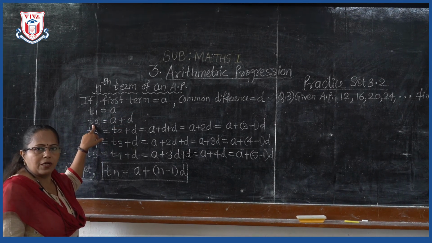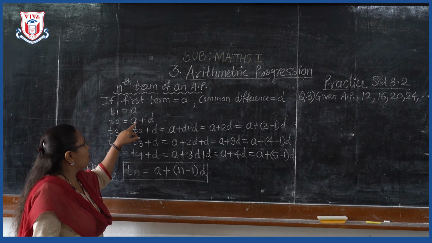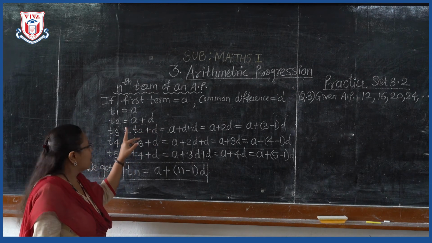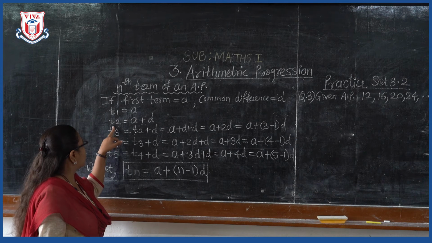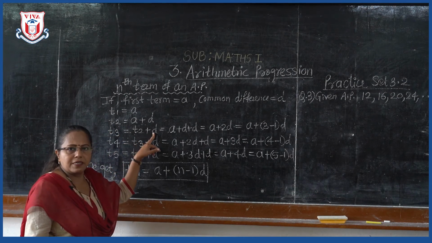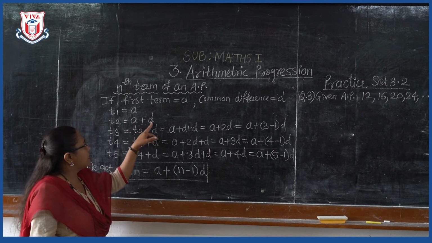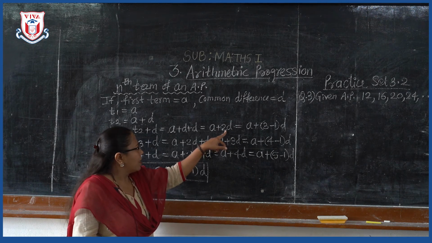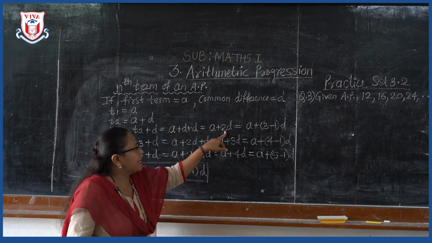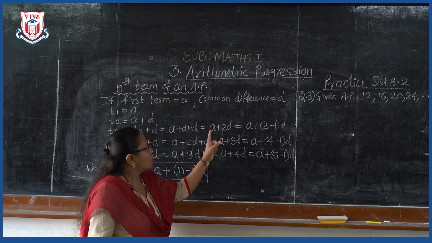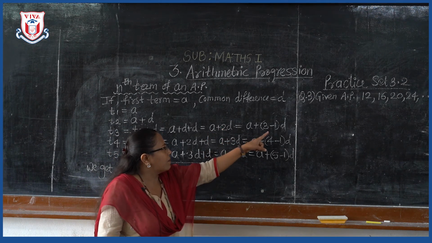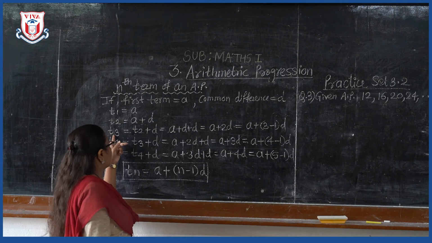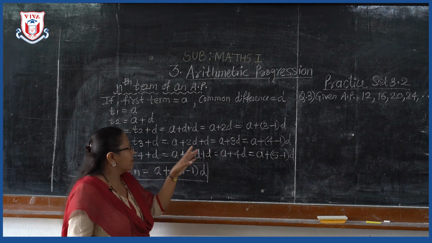To get the second term T2, to the previous term we have to add the common difference. So T2 is equal to A plus D. T3 is the previous term T2 plus common difference D. T2 we got A plus D, so T3 is equal to A plus 2D. Now this 2 we split as 3 minus 1. So A plus, instead of 2 we can write 3 minus 1 into D. Okay, why we took 3? Because it is the third term. So 3 minus 1 into D.